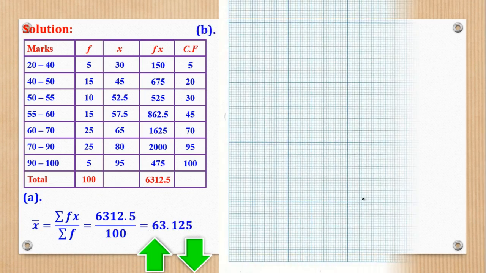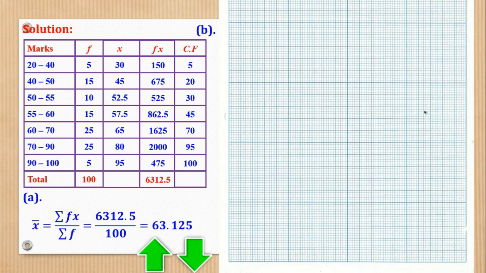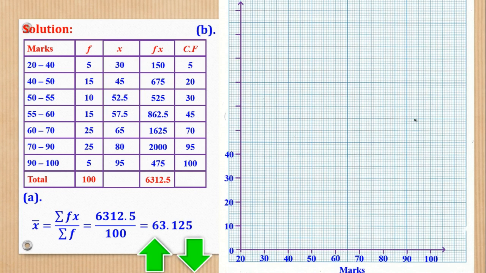Therefore you'll need a graph paper. Then you draw the axes, horizontal and vertical. Then you should get a scale for the horizontal axis, and also a scale for the vertical axis. Then from there, you are going to start plotting.